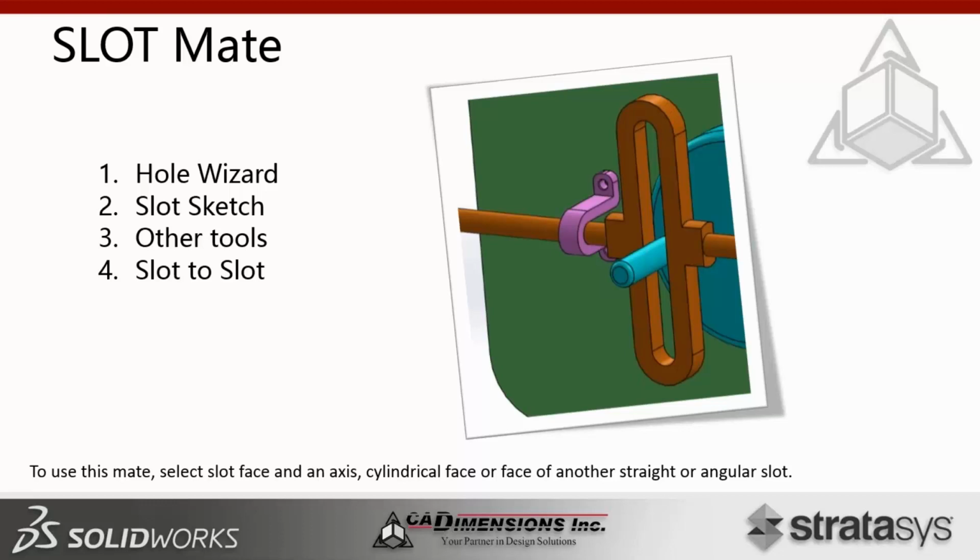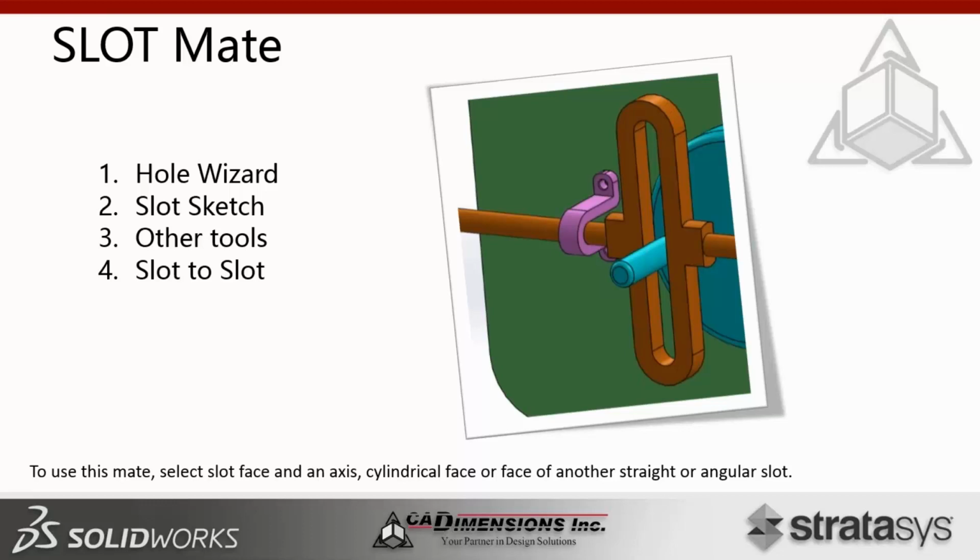Now I wrote in here other tools because as I was digging into the limitations of this particular tool, all of the help and documentation basically says you've got to use a slot sketch or a Hole Wizard in order to get the slot mate. However, that seems to be not the case. It might be an undocumented feature. If I were to just sketch line, arc, and put tangencies, the slot mate does work in this case. So just keep that in mind.